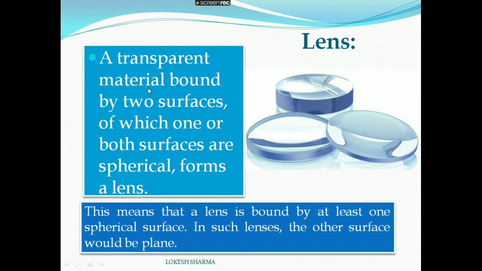Lens: a transparent material bound by two surfaces of which one or both surfaces are spherical forms a lens. This means that a lens is bound by at least one spherical surface. In such cases, the other surface would be a plane surface.